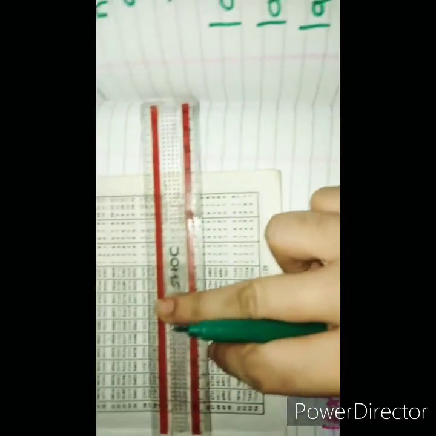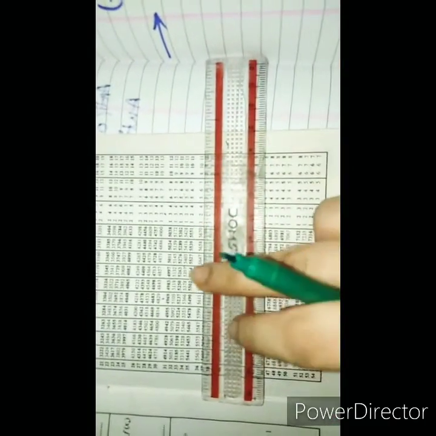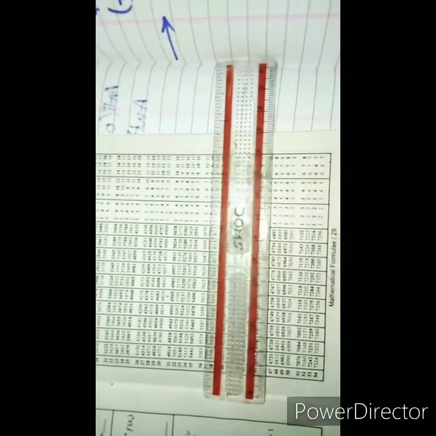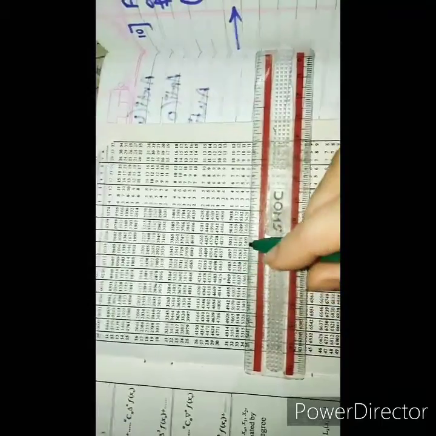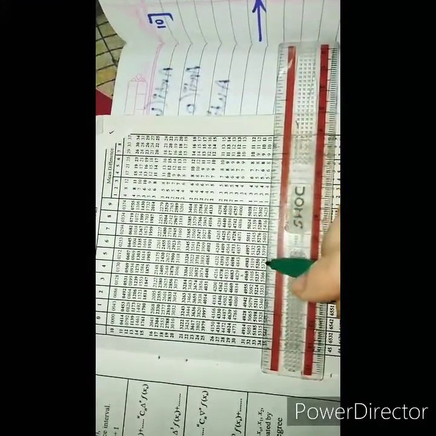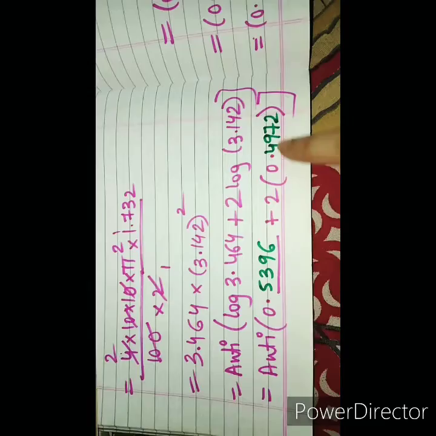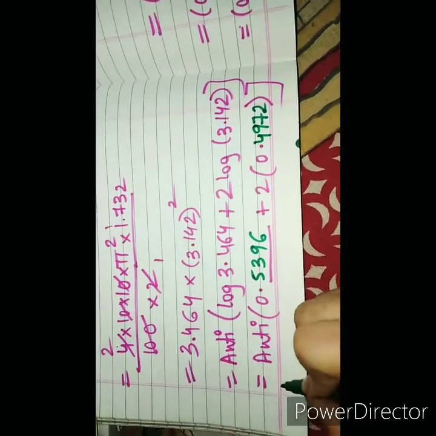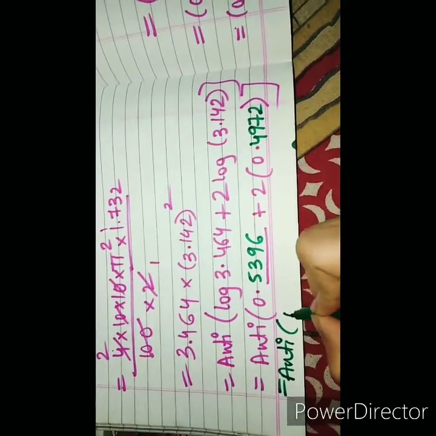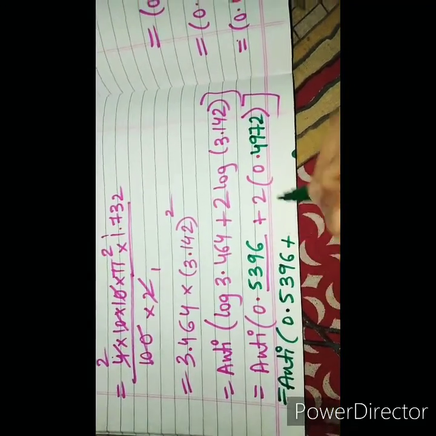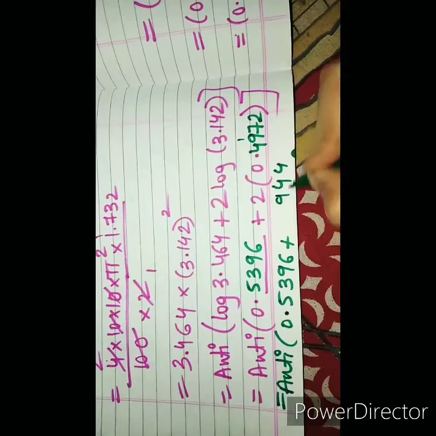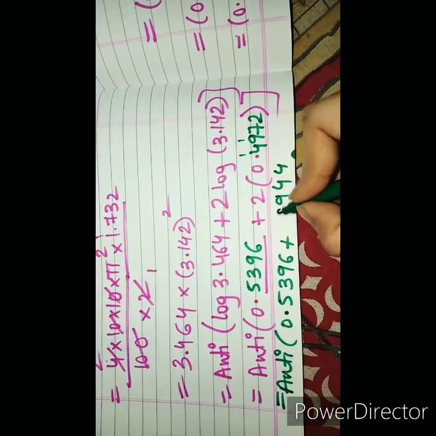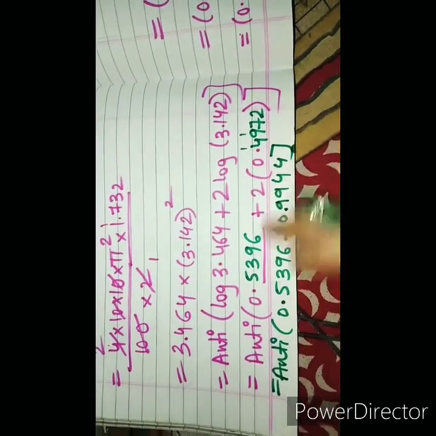Okay, log of 3464 is, let's check. Yeah, sixth one, and this is fourth one, that is 5391 plus 5, so it will be 5396. Okay, log of 3.142 is 0.4972. You all can check that in your logbook. So antilog of 0.5396 plus, multiply 2 2s are 4, 2 7s are 14, 2 9s are 18 plus 1 19, 2 4s are 8 plus 1 9, 2 0s are 0.